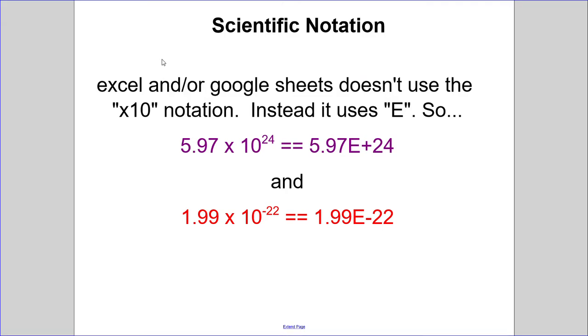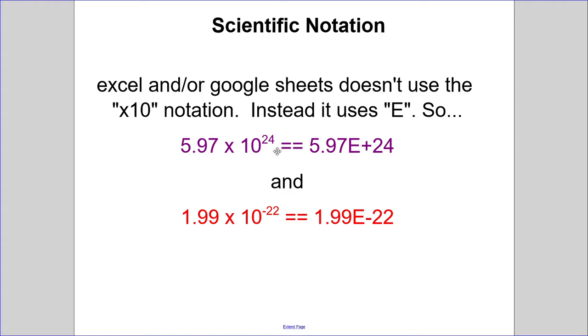Excel and Google Sheets don't use this times 10 notation. Instead, they just use the letter E, which means big exponent. So 5.97 times 10 to the 24th is the exact same thing as 5.97E+24. And 1.99 times 10 to the negative 22 is the same thing as 1.99E-22. It's the exact same thing, but because we're working in Sheets, we're going to be forced to use this notation. But it means the exact same thing as this one.